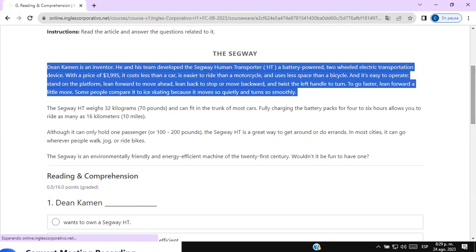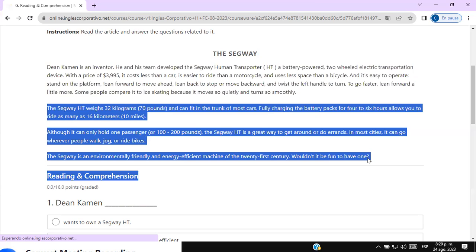Then continue, Vicente, with the last part. The Segway HT weighs 32 kilograms, 70 pounds, and can fit in the trunk of most cars. Fully charging the battery pack for 4 to 6 hours allows you to ride as many as 16 kilometers, 10 miles.